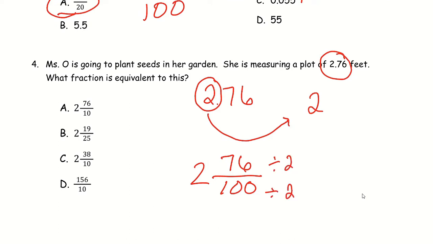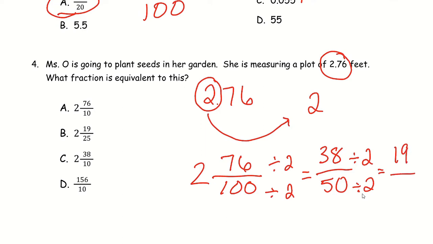76 divided by 2 is 38. And then 100 divided by 2 is 50. But wait, I don't see it still. Let's see if we can simplify one more time. They're both even again. So let's go by 2 again. So 38 divided by 2 is 19. And 50 divided by 2 is 25.